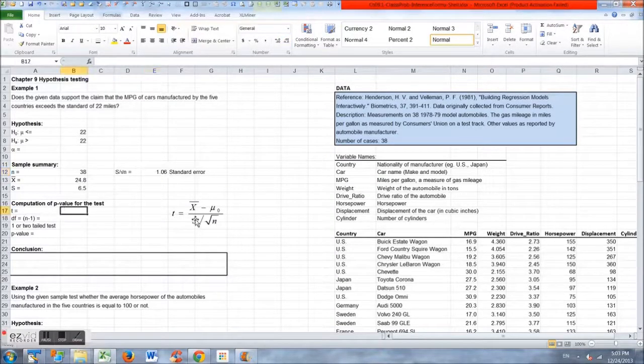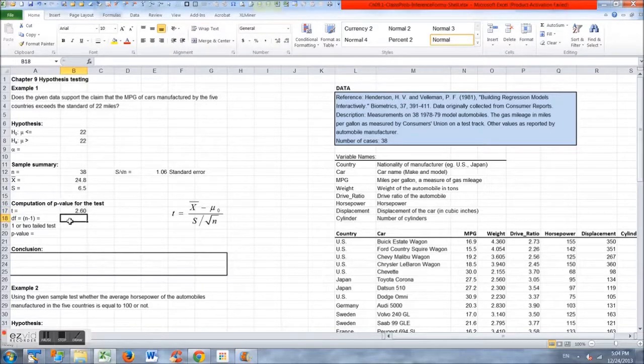So now t can be calculated using this formula, where x bar is here and mu sub 0 is the value of mu in the hypothesis. So mu sub 0 in this case is 22. So we go x bar minus the value of mu in the hypothesis divided by the standard error. That gives us the value of the t statistic calculated.